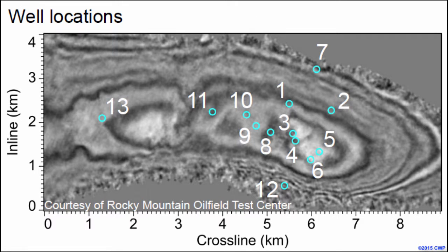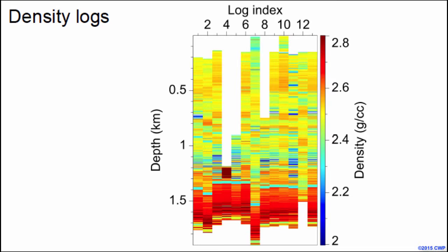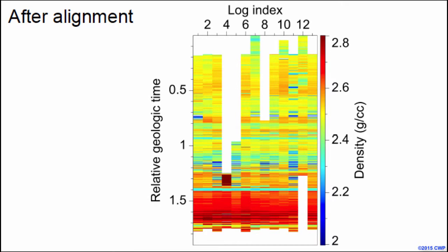Now let's look at all 13 density logs. But instead of plotting them by distance between the logs, let's plot them by log index, as shown here. And recall that sediments at corresponding depths were deposited at the same time. And so we can map these logs from depth to time to get an image such as this, where the values of relative geologic time here are arbitrary.